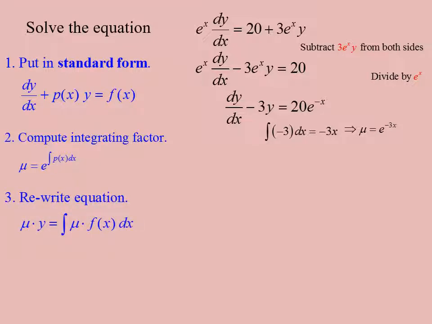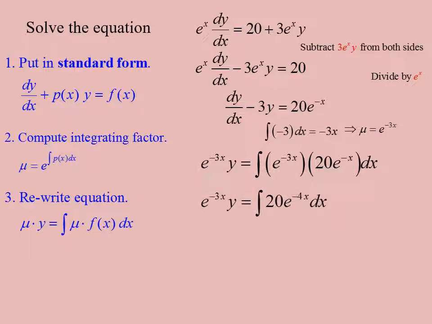So now we write the differential equation in this form. Mu times y equals the integral of mu times f, and finish it out by actually performing the integral. So over on the right hand side, we need to do that integral. We'll multiply it out and then do our integral. We may have to do a substitution or something to integrate that.